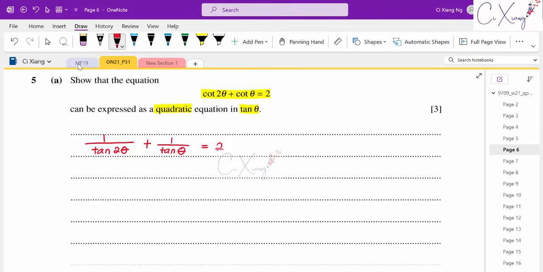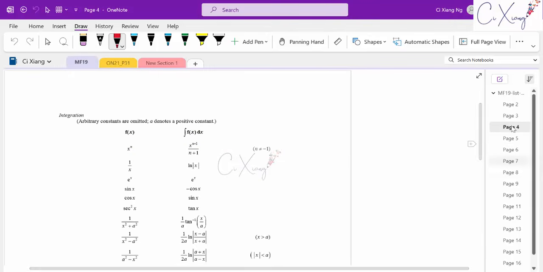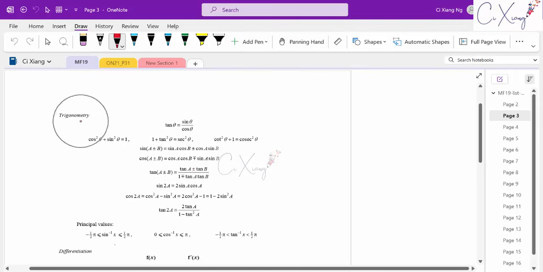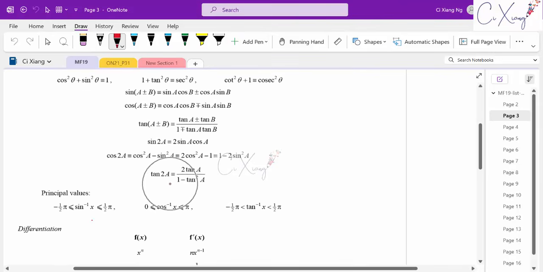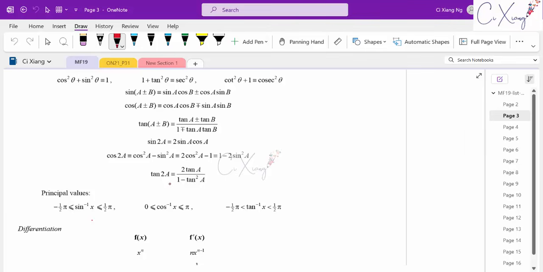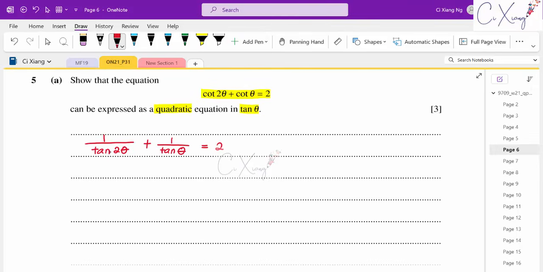Because my final answer should be everything in theta, right? How to expand tangent 2 theta into tangent theta? Again, if you can't remember the formula, you can refer to the trigonometry part, the double angle formula, which is this one. If you can remember that, then that will be the best. So tangent 2A can be written like this. Now I'm having 1 over tangent 2 theta, which means that I will have 1 minus tangent square theta on top, then divided by 2 tangent theta at the bottom. Then the second term I just copy, then equals to 2.